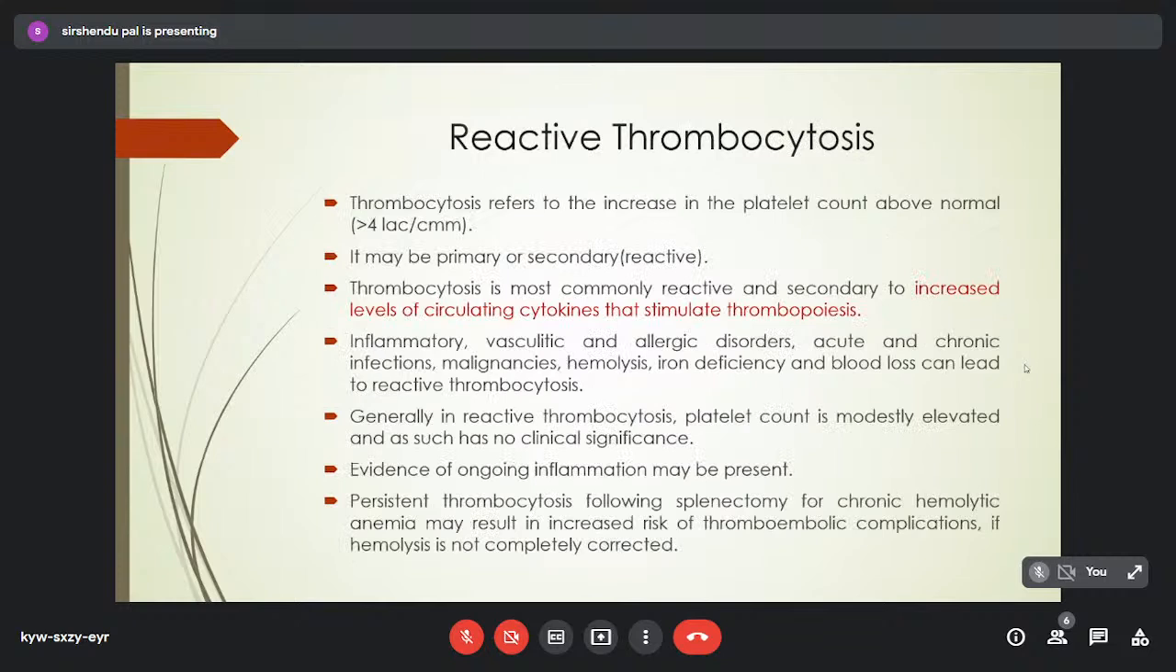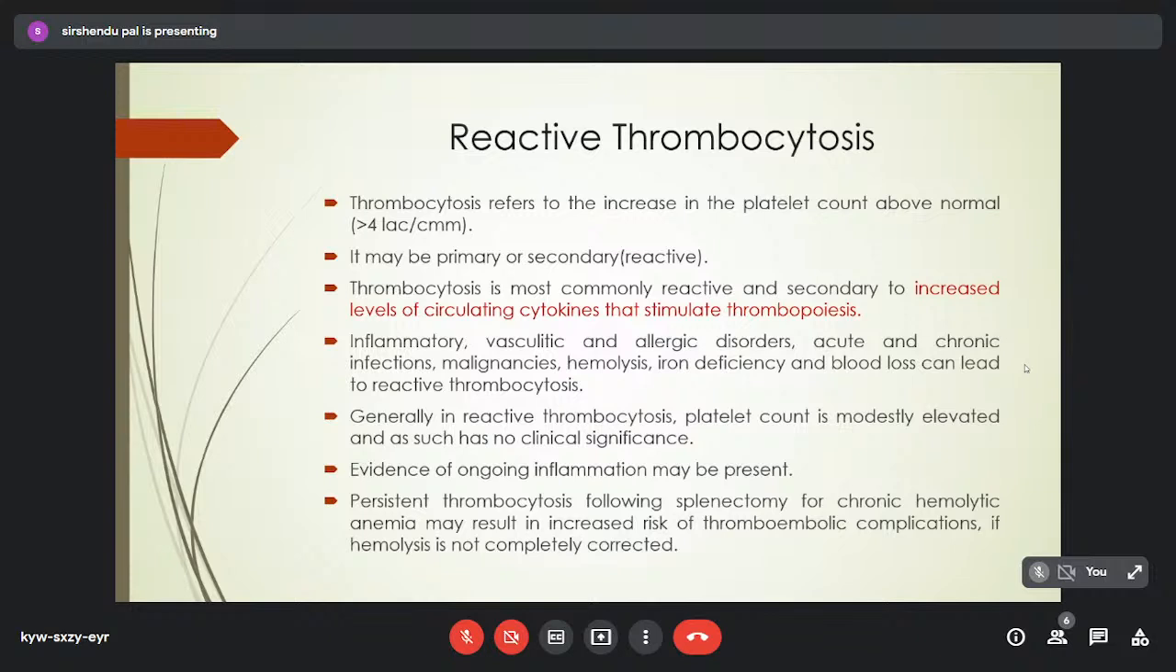Now coming to the last topic of our discussion today, reactive thrombocytosis. As you all know, thrombocytosis refers to the increase in the platelet count above normal, that is above 4 lakh per cubic millimeter. It may be either primary or secondary. Secondary thrombocytosis is known as reactive thrombocytosis. It is most commonly reactive, and it is secondary to increased levels of circulating cytokines that stimulate thrombopoiesis. It may be due to inflammatory, vasculitic, allergic disorders, acute and chronic infections, malignancies, hemolysis, iron deficiency, and blood loss.